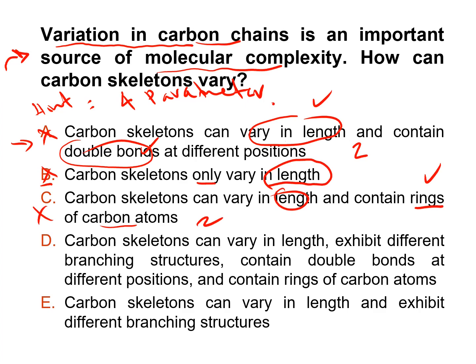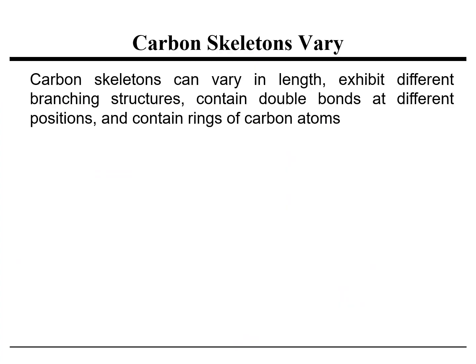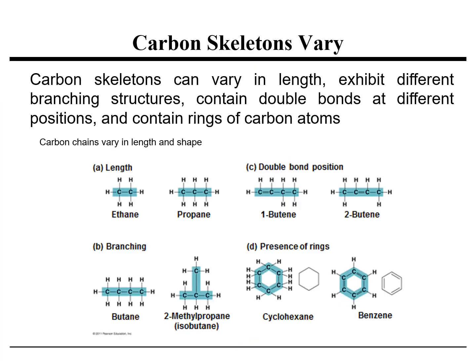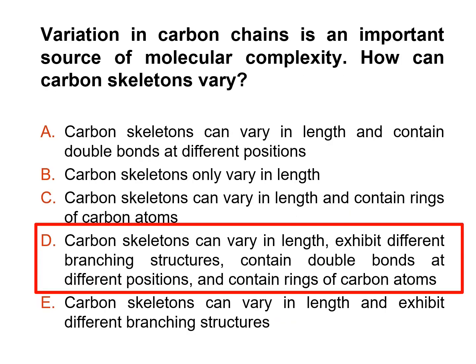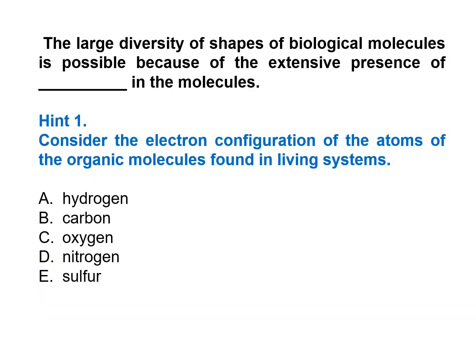This is not correct. Carbon skeleton can vary in length and exhibit branching. Here you finally find two, but you found the one that you were missing. So they will be length, branching, double bonds, and the rings. So this one is the correct one. If you go to the video lecture, you will see all these four: length, double bond position, branching, and the presence of the ring. So for that reason, this one is the correct one.